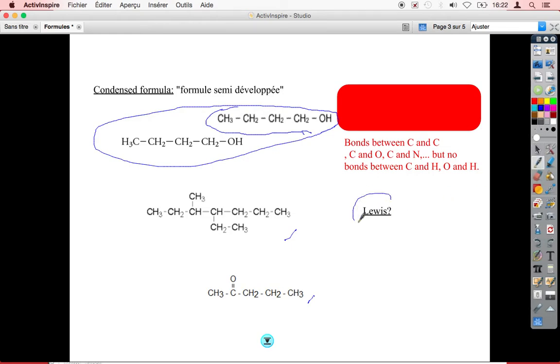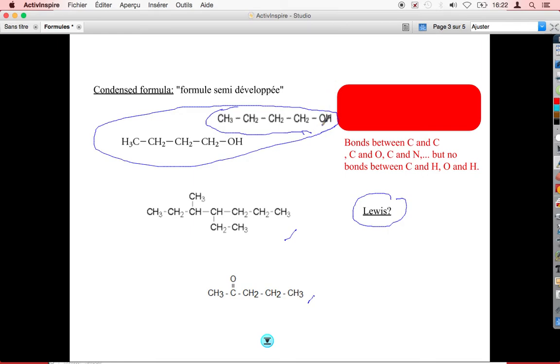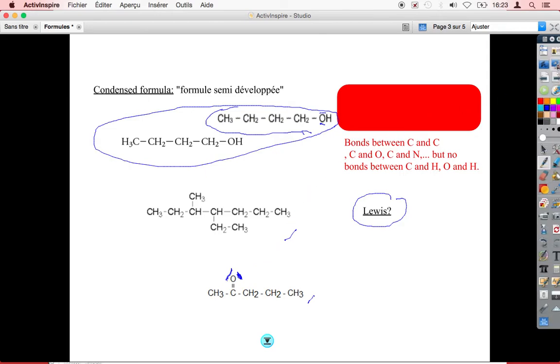And what about Lewis? Once again, we could add the lone pairs on oxygen, and this will be really useful this year and next year when we study how reactions work. Why do we have a reaction between two reactants? We're going to use this lone pair. So I think it's better to get used to drawing them on your diagrams.